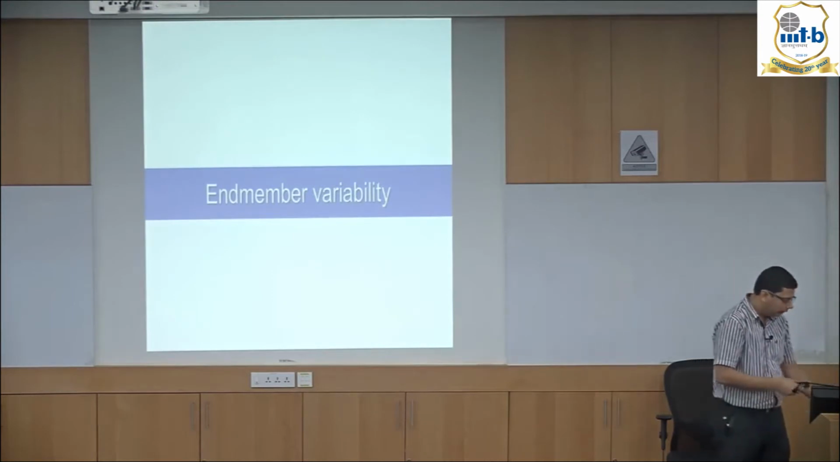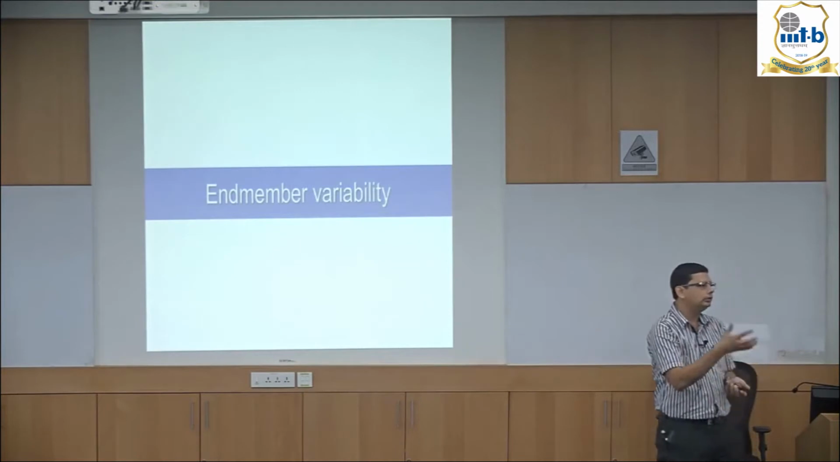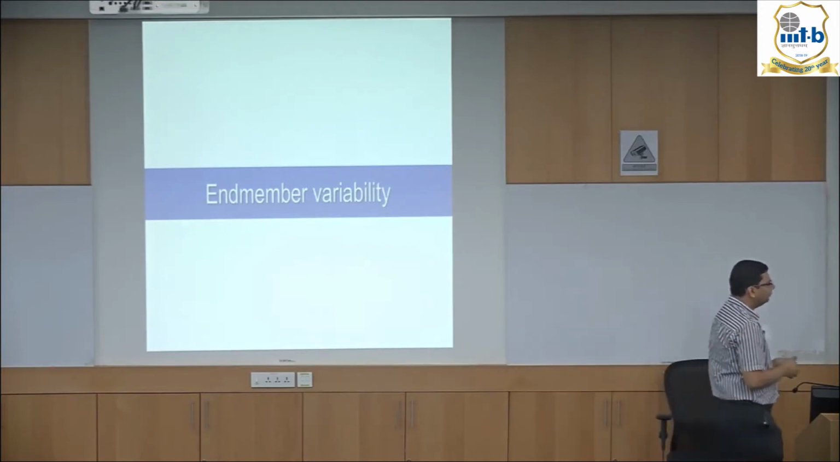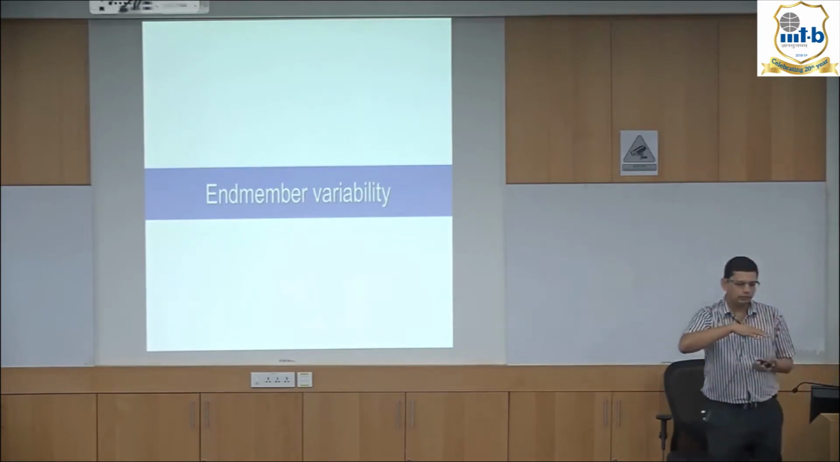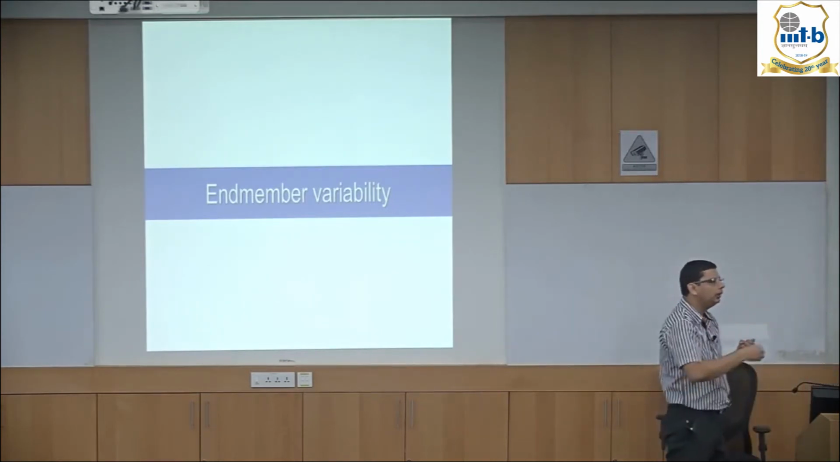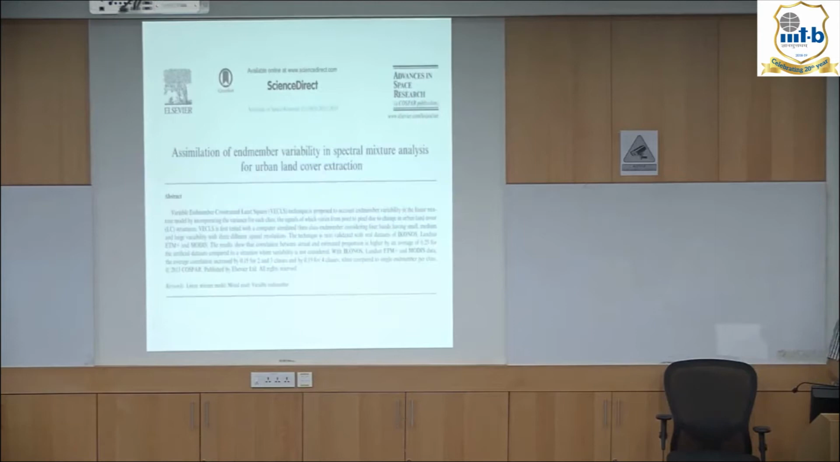Okay, now, till now we were working on simple classes like urban, agriculture, water, etc. But what happens if there is variability within the class? For example, the terrace of a building may be made up of a cement concrete roof, or it may be an asbestos roof, or it may be a tile roof. So how do you capture this variability in the model?